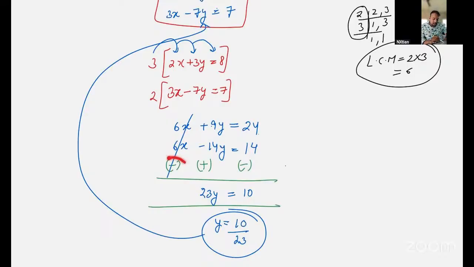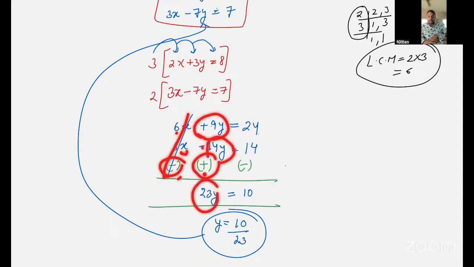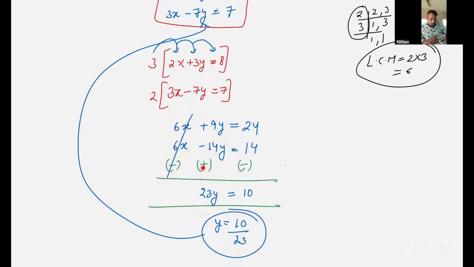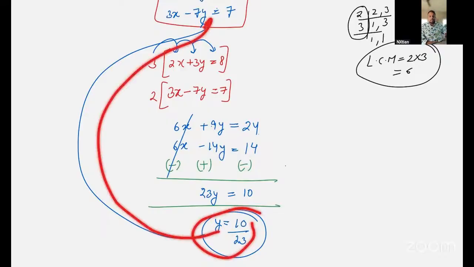Now this becomes minus, so 6x minus 6x will be 0. That's why I cut it, eliminate it. Now this is plus 9y and plus 14y will be 23y, because now the sign is changed. Are you getting this? We will not take the blue one, we'll take the green one. 24 minus 14 is 10. That is how I got it. Now I got the value of y, which is 10 upon 23. I will put it into this equation, then I will get the value of x.